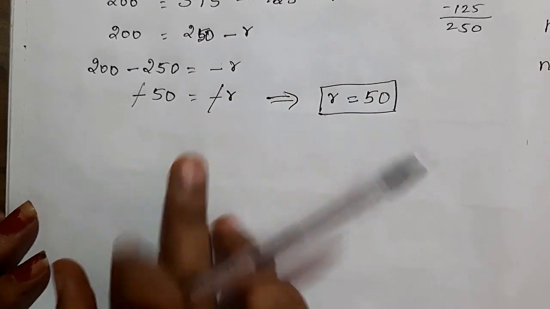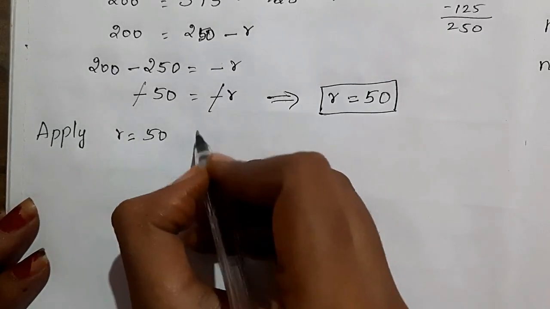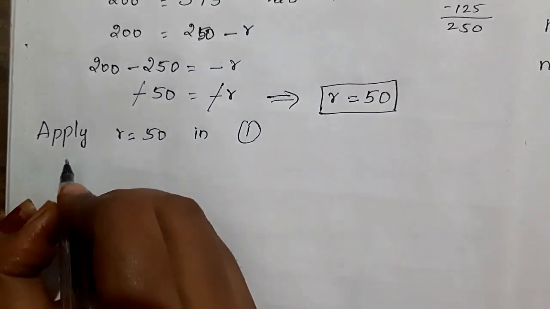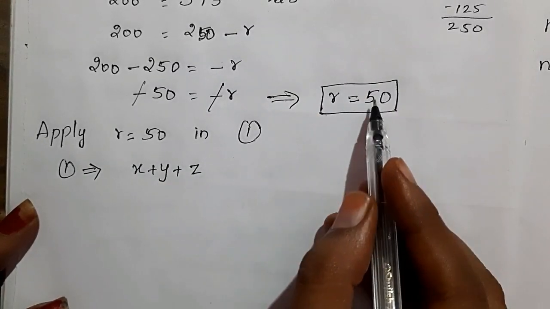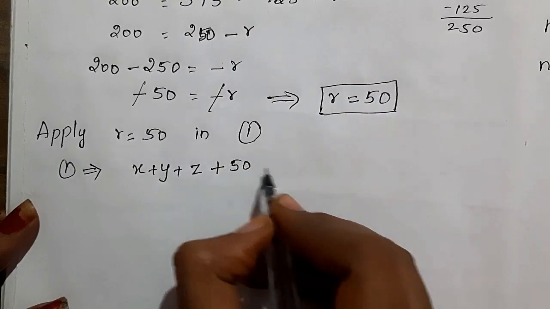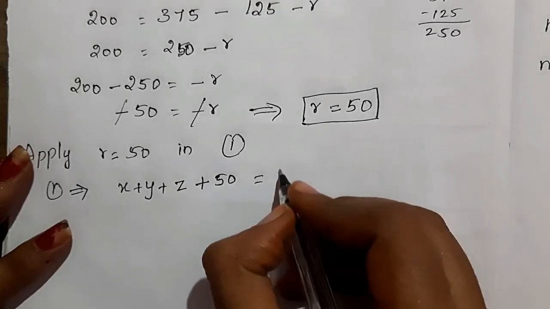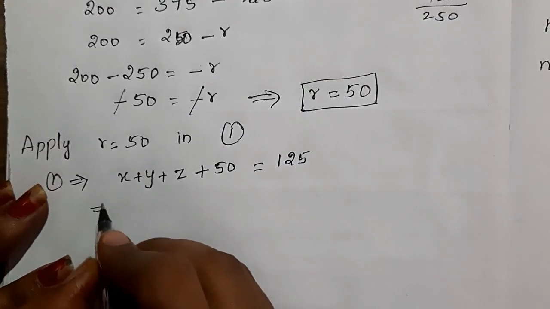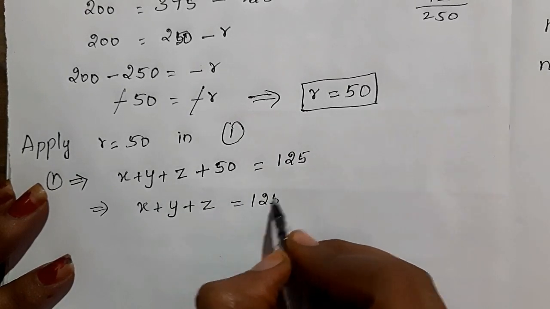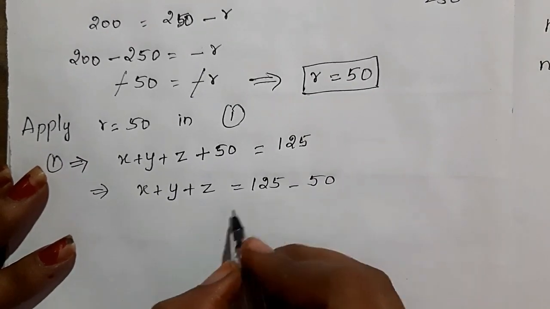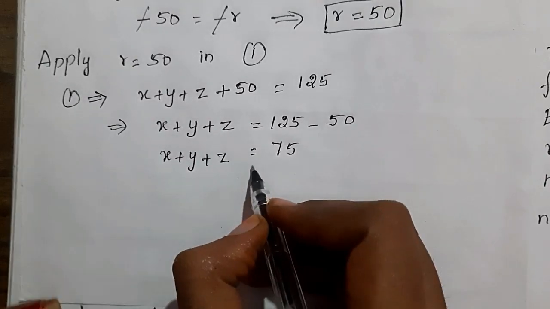So for that I am using equation 1. Apply r equal to 50 in equation 1. So x plus y plus z plus r, there we have the value, plus 50 equal to 125. So that implies x plus y plus z equal to 125 minus 50, that is equal to 75. That means x plus y plus z equal to 75.